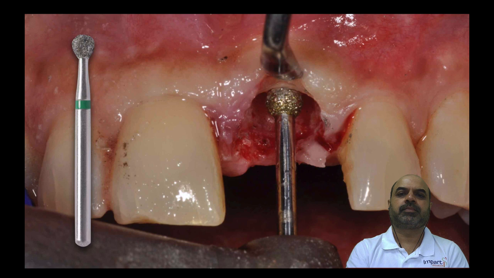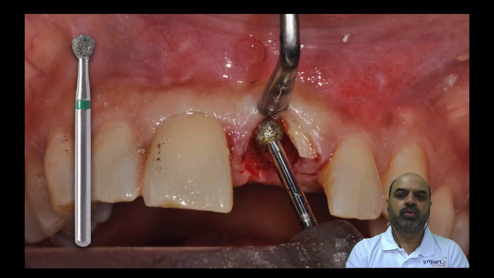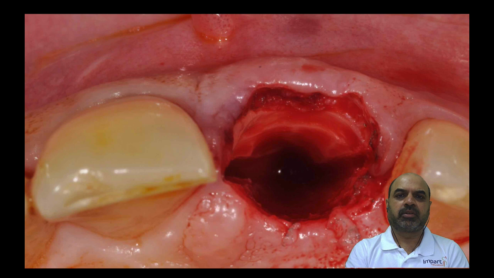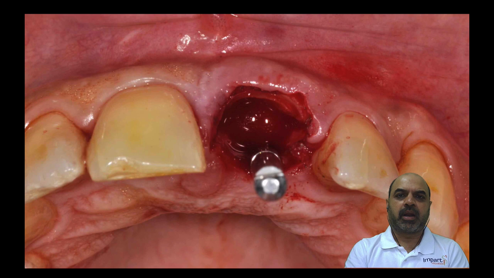Next step is to use the drills from the shield kit that I just showed you to start shaping the shield. So you start shaping the shield, protecting the soft tissue using some kind of gingival retractors. And the shields are shaped as per the protocol that I explained some time ago. Following that, the implant placement. In this case we were planning for a screw retained restoration, so the trajectory of the implant had to come from the palatal side.